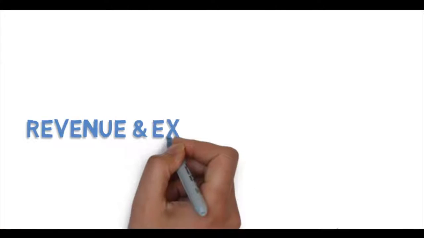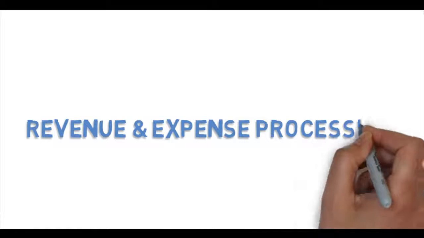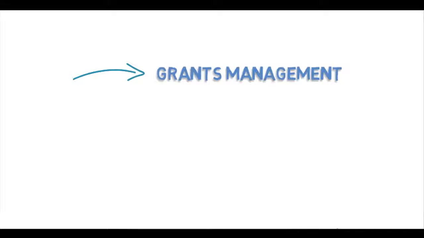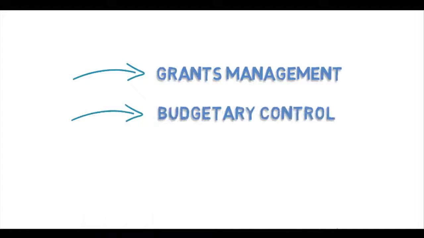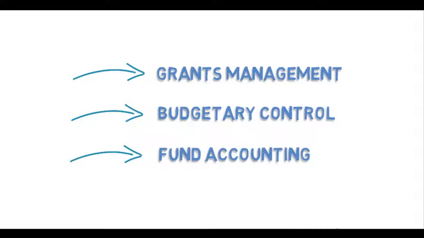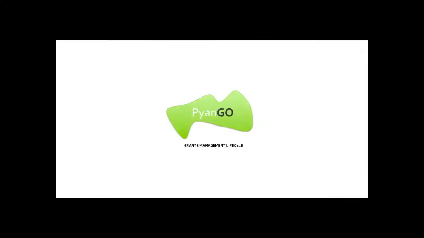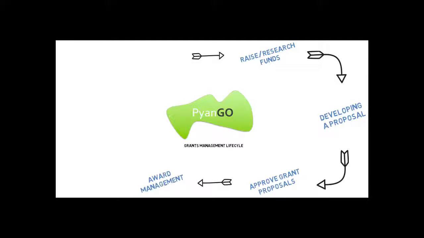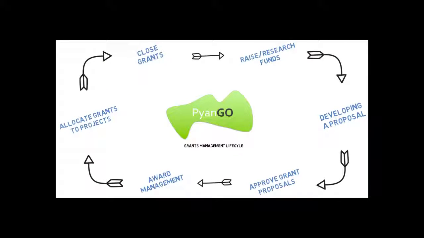PyanGo and NetSuite offer solutions to cover revenue and expense processing for nonprofits. This includes grants management and accounting for revenues, budgetary control, which includes encumbrances for expense management, and fund accounting for reporting compliance. Whether you are applying for government or foundation-sponsored grants or need to manage donor-related grants, PyanGo's grant award process will meet your needs.